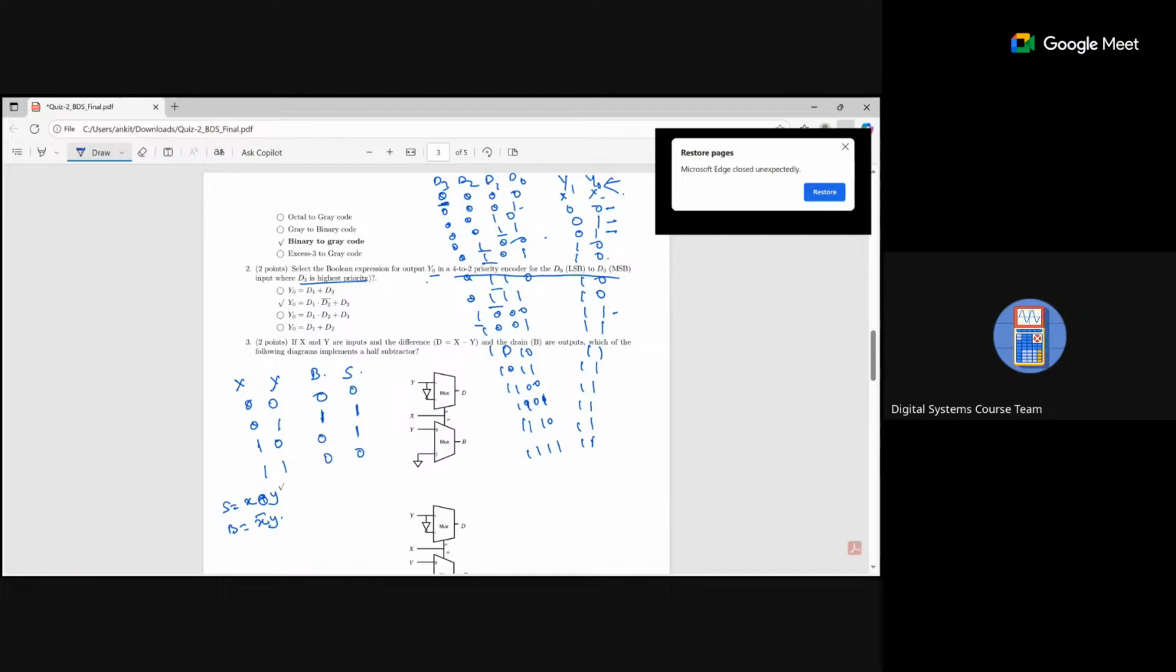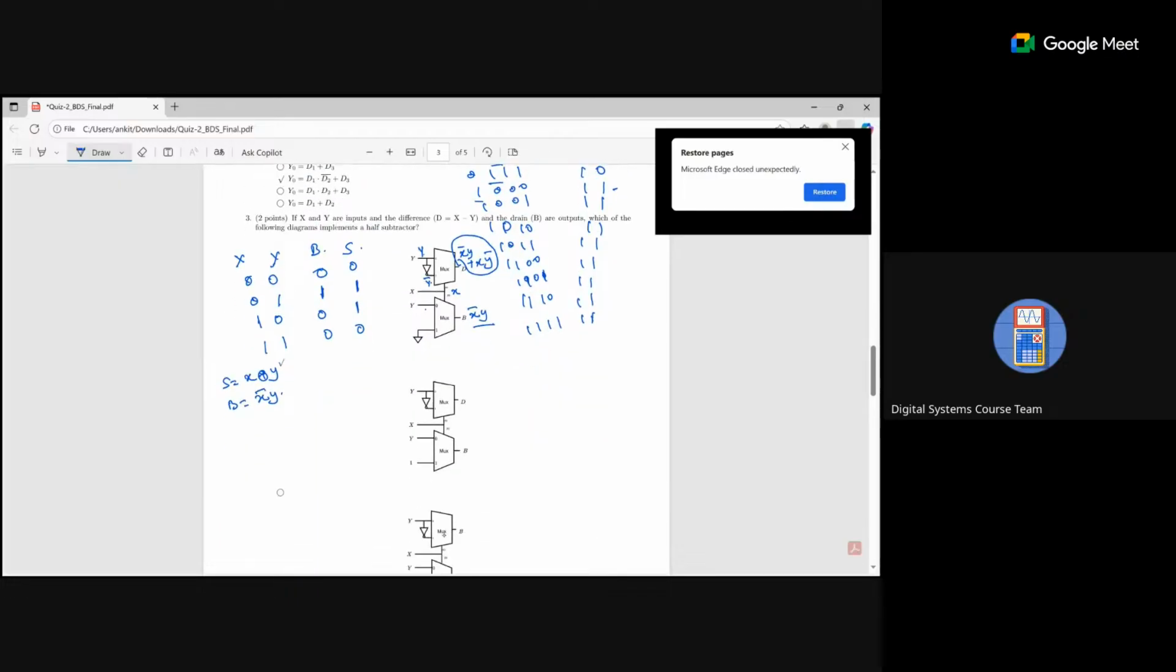Now if we go with the demux, here Y is there, Y bar is there. If I apply the X, X bar Y is selected plus X Y bar is selected. So that means this is the difference equation. Now we check the borrow. If X is 0, Y is selected, so the equation is X bar Y. So borrow and subtract both equations will be correct.